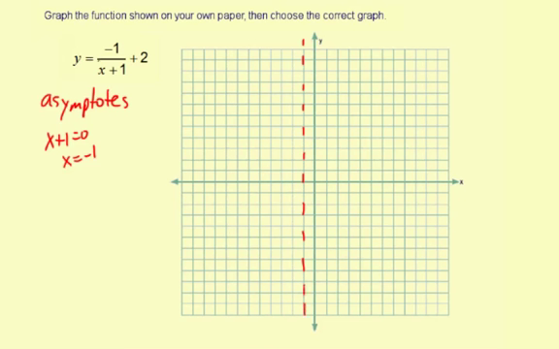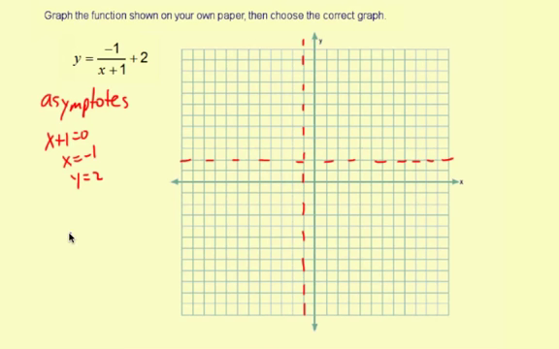Now for the horizontal asymptote, when a rational function is in this form, the horizontal asymptote is this 2 out here. It's y equals 2. So put a dashed line there. And what that means is when the values for x get really, really large or really, really negative, the value of the function will approach 2 for outputs.